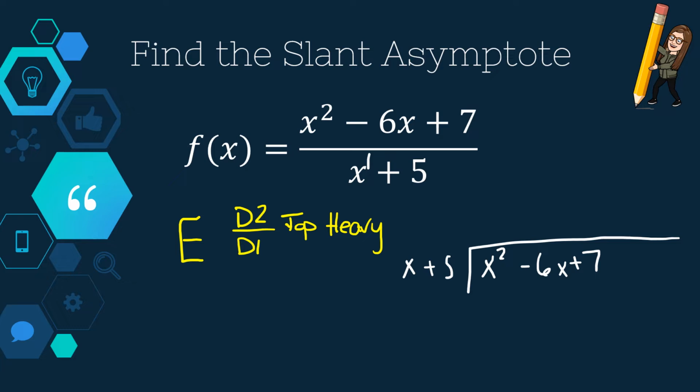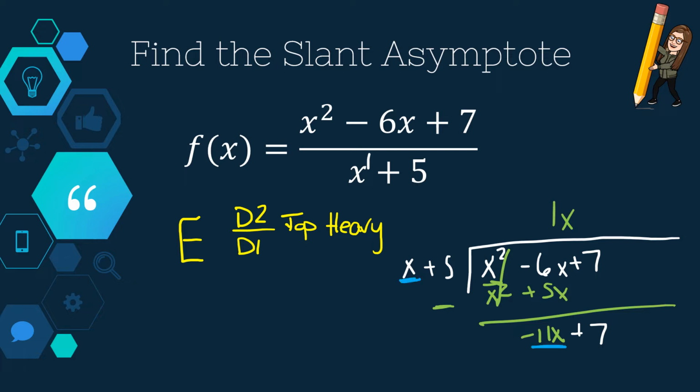What do I need to multiply x by to get x squared? A 1x. 1x times x is x squared. 1x times 5, positive 5x. Old school, subtract. Cancels as it should. Negative 6x minus 5x is negative 11x. Drop the 7 down.